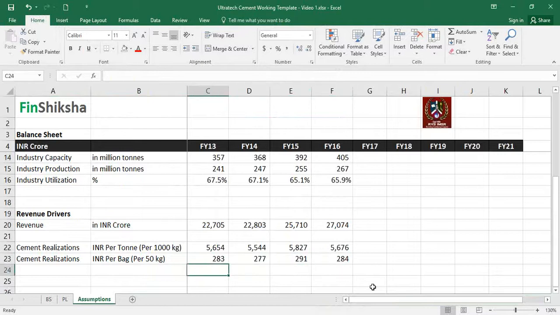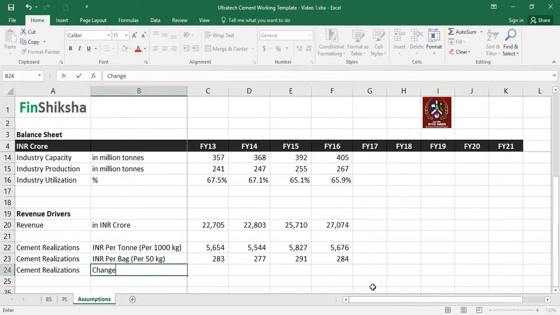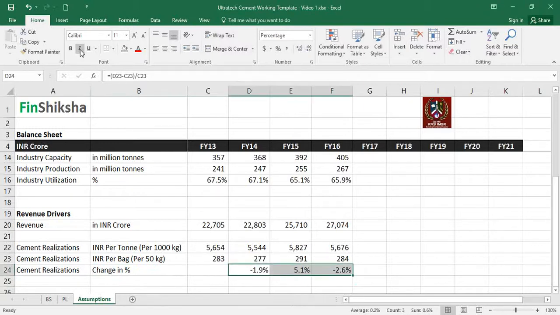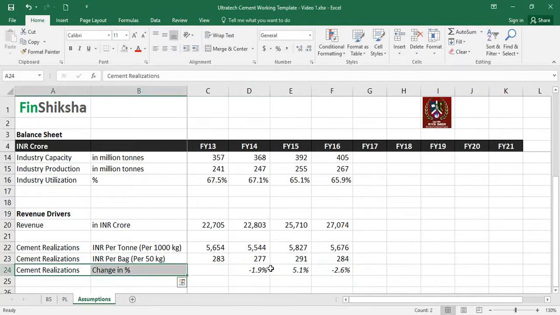In that particular year. And I can again write cement realization and write change in percentage. That's done as current minus previous divided by previous, and that gives me the change value, which we can convert to percentages. Because it's a change value, we are going to convert it to italics, and that's the data we have, right? That's the change in cement prices over the last few years.